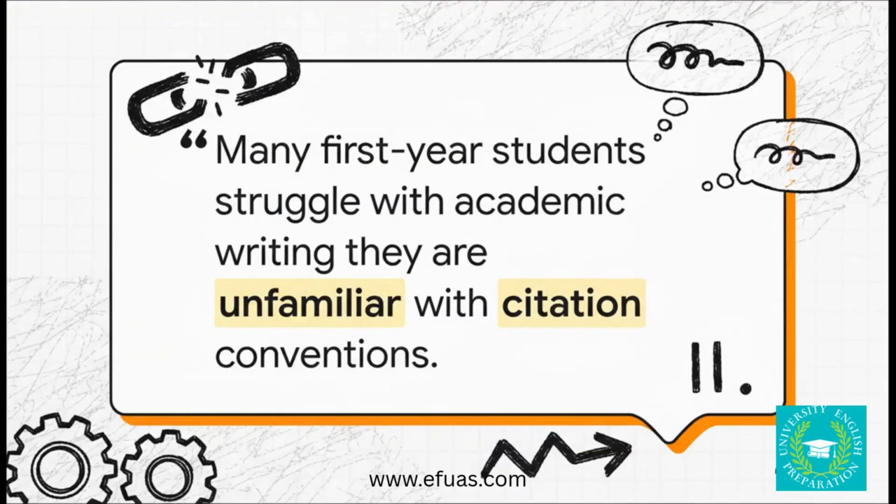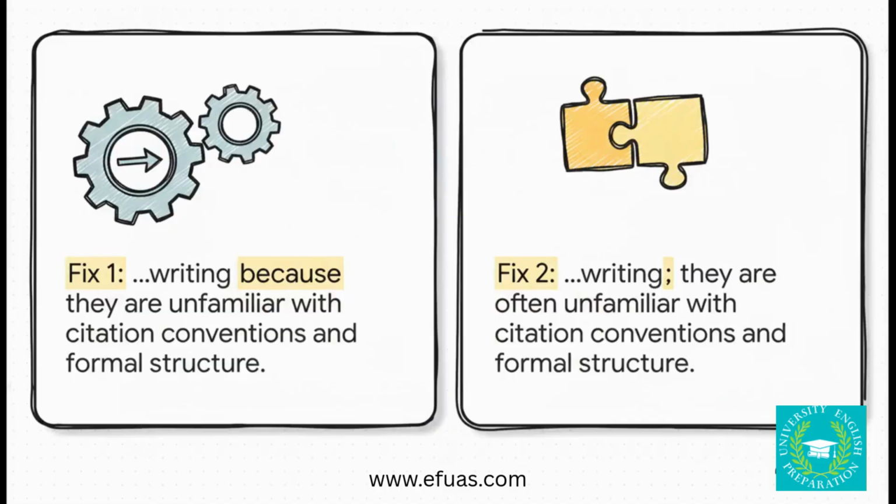Take a look at this. This is the kind of sentence you see all the time, right? Can you see where the 2 complete thoughts are jammed together? There's one idea about students struggling and another idea about why they struggle, but they're all mushed together. And boom, here's how we fix it. On the left, we use the word because to create a really clear cause and effect relationship. On the right, a semicolon works beautifully to connect 2 very closely related ideas. See? Both are correct, both are clear, and both sound way more professional.